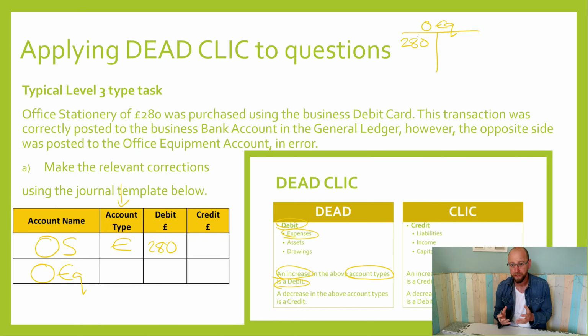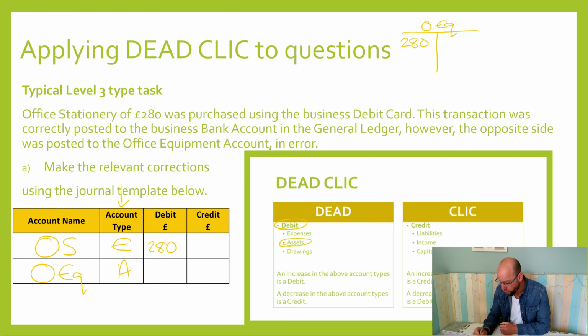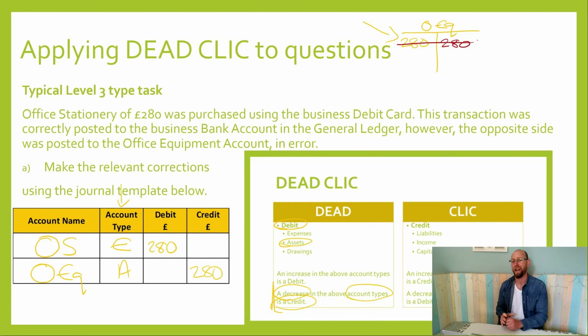Okay, so which account type is it? We've already seen that office equipment is something that the business owns, using it within the business. So therefore, it's an asset. As we've seen, an asset is normally a debit account, which is what we've seen up here. But this time, we're going to decrease the asset, the account type asset. So therefore, it is a credit. And as we would expect, we would take that out of the office equipment account to clear that out.